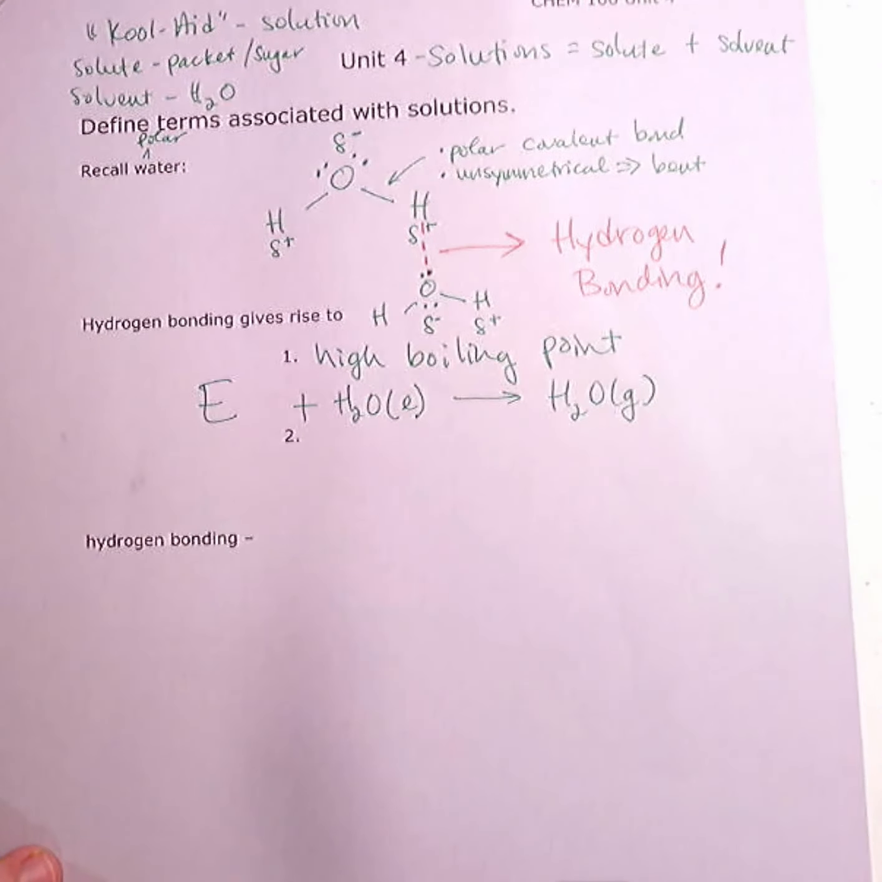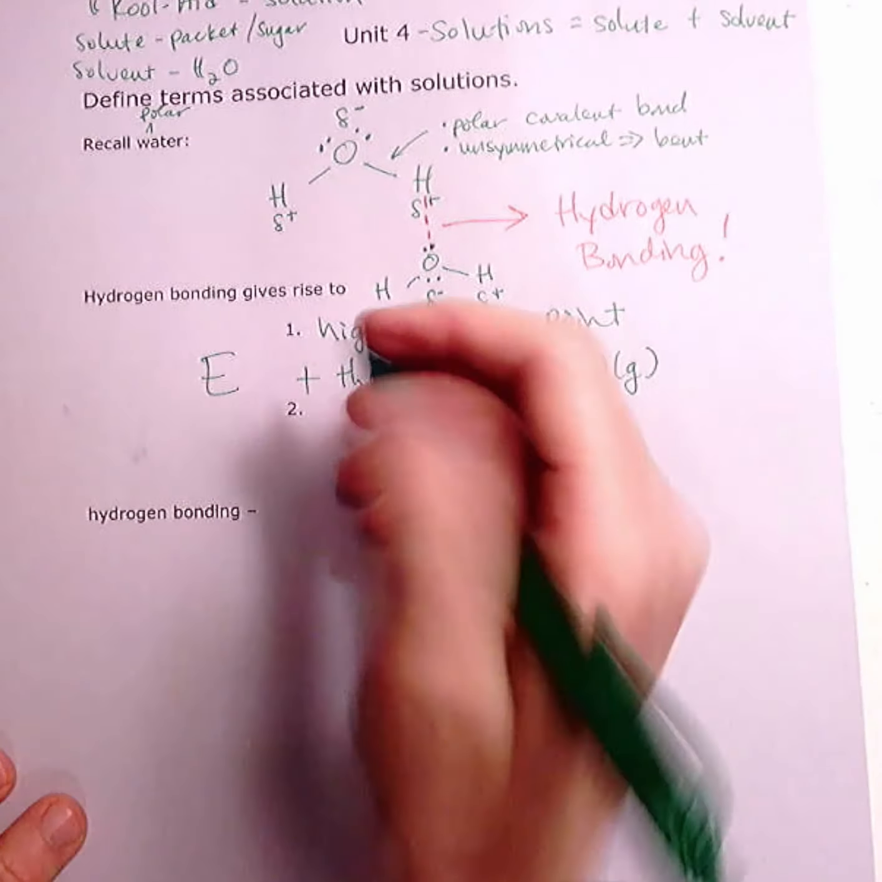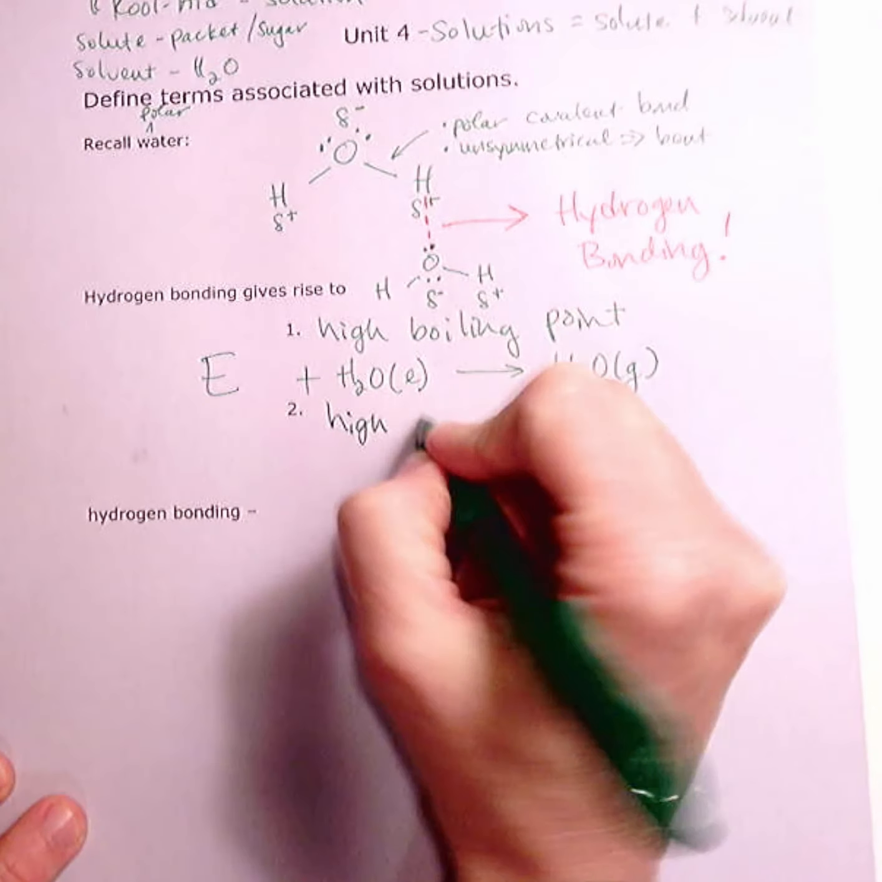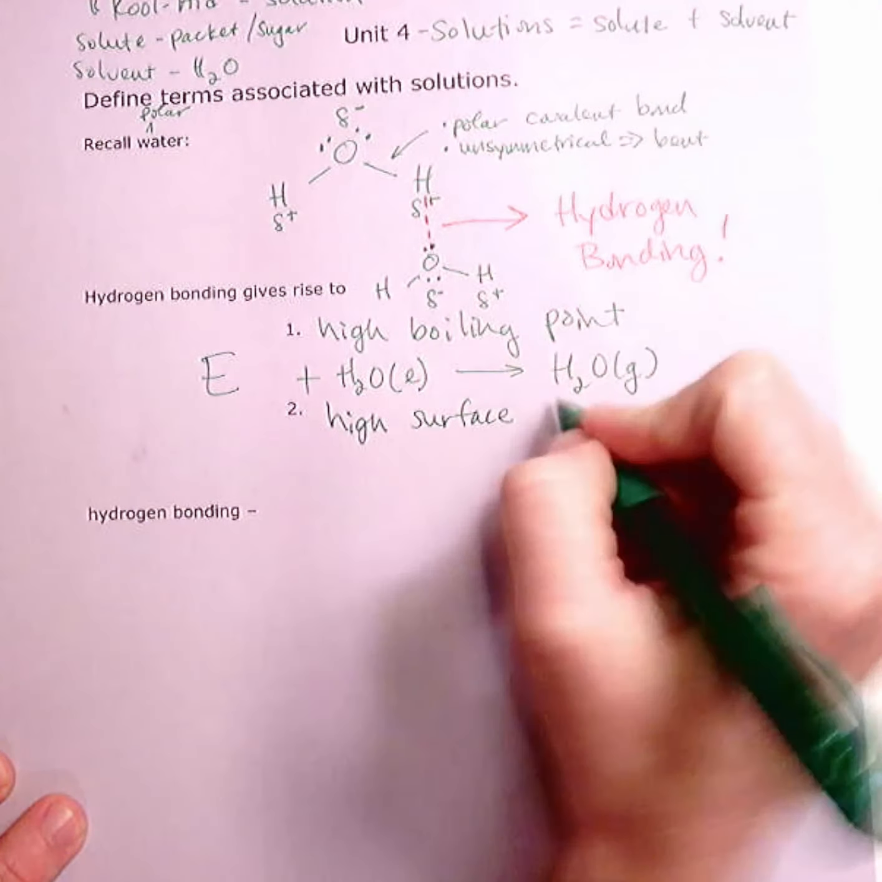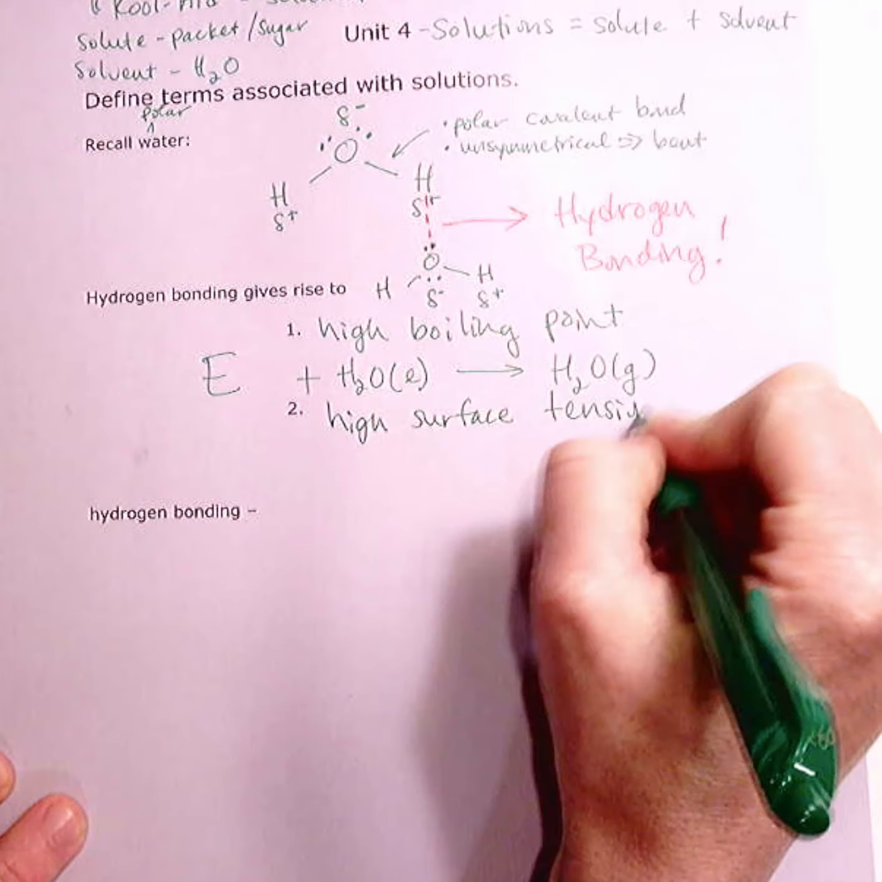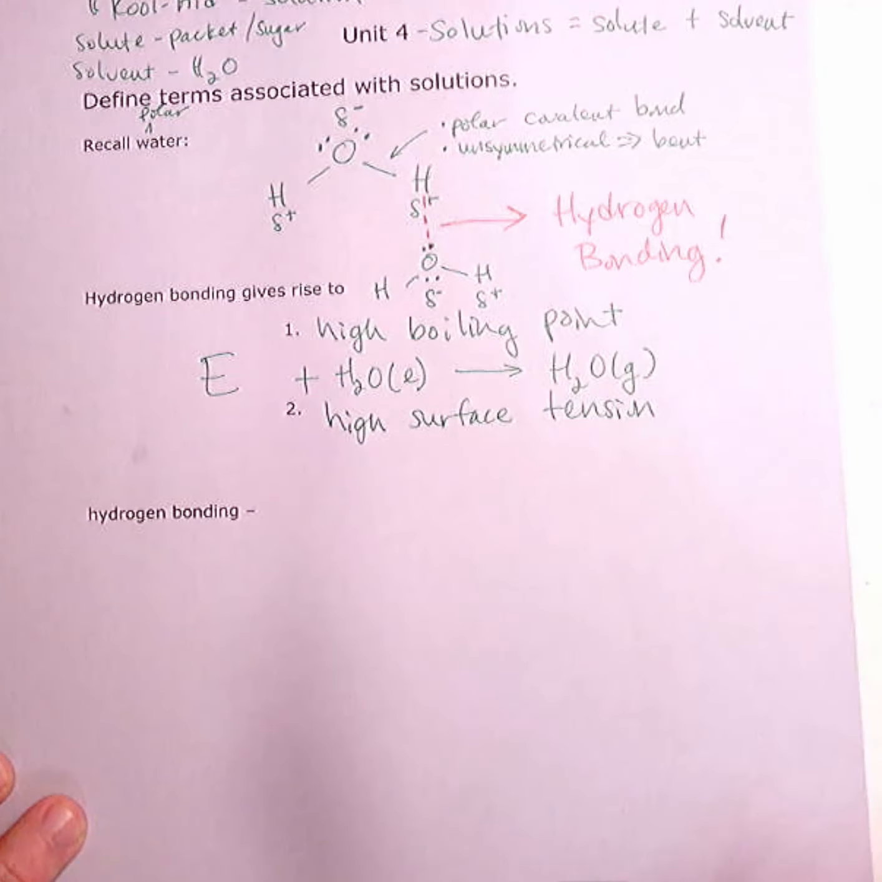The other thing that hydrogen bonding gives rise to is a high surface tension. So think of those water bugs that can walk on water. They're taking advantage of water's hydrogen bonding capabilities. Being able to balance a needle on water, that's another example of this high surface tension.